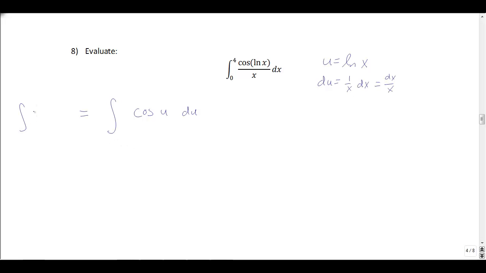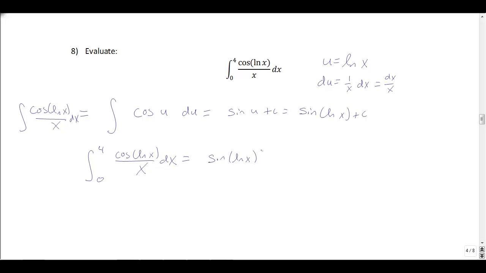I'm really just going to look at doing an integral of cosine of natural log of x over x dx. That gives me this, antiderivative of cosine u du. That'll give me a sine u plus c, and that should be sine of natural log x plus c. Now, let's go and plug in with our antiderivative. So let's do a definite integral of cosine natural log x over x dx. So this should be sine natural log x from 0 to 4.